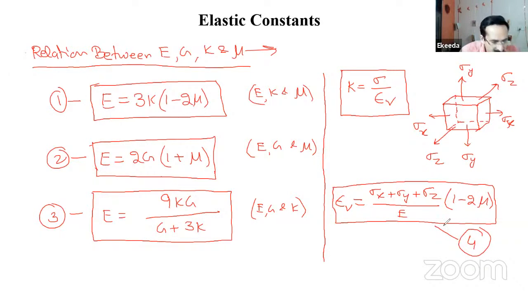So these four relations are very important for elastic constants, right? You should remember these four relations: relation between E, K and mu, relation between E, G and mu, relation between E, G and K, and then the volumetric strain in terms of sigma, mu and E, right? You should remember these relations. Is it okay? Now, if this is clear, it is summarized, right? In theory lecture, these all things are derived. Here we are using the formula directly where required, right?